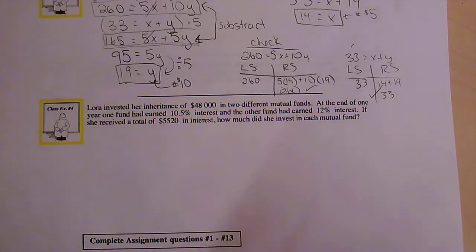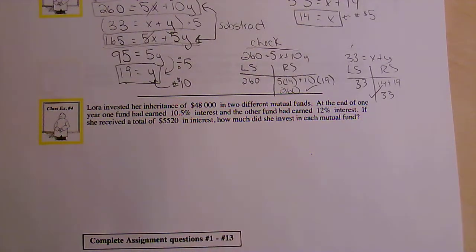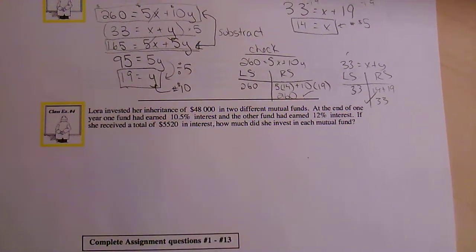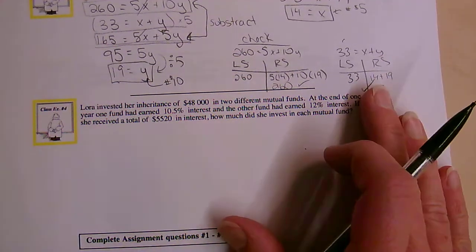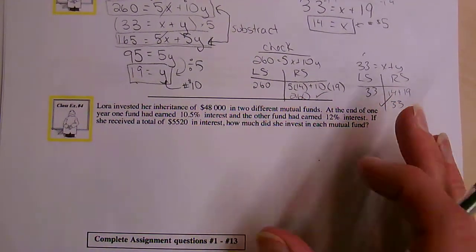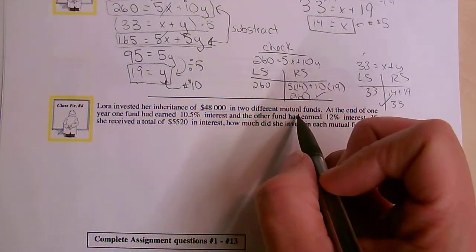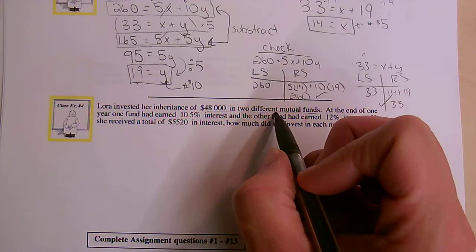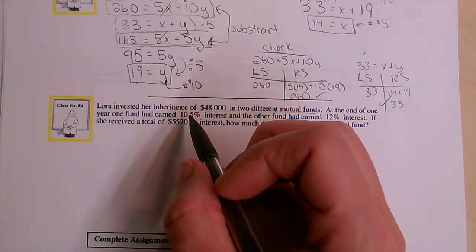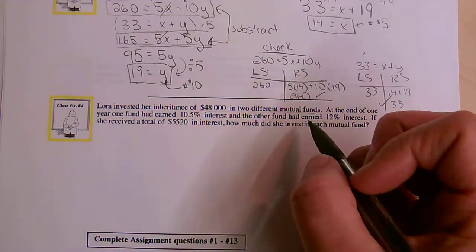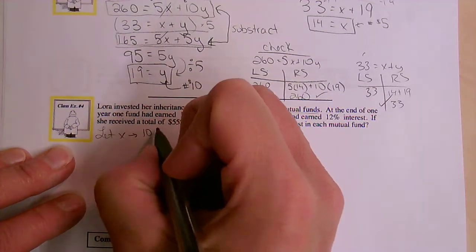One more question. So another money problem. This time we're dealing with percent, interest, etc. Okay, but still the same steps. We're still going to do our let statements, make our systems, plug in, etc. Okay, so Laura invested her inheritance of $48,000 into 2 different mutual funds. Okay, so the 2 different mutual funds, those are going to be our X's and Y's. At the end of 1 year, one fund had earned 10.5% interest. Okay, so let's say let X equal the one that earns 10.5%.